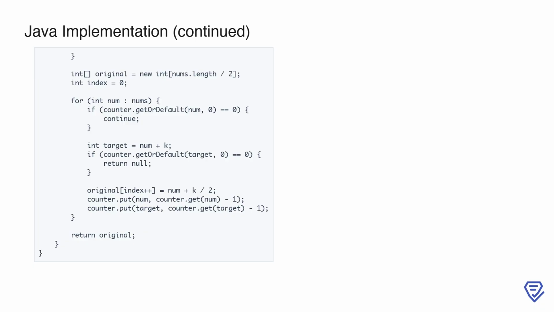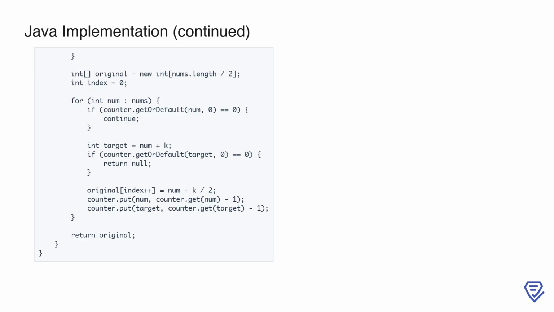For each number in nums, we check if it still has a count left in the frequency map. If not, we move to the next number. The target value, which is the current number plus k, must also have a count greater than 0 in the map. If the target isn't valid, we return null since k cannot produce a valid pairing.